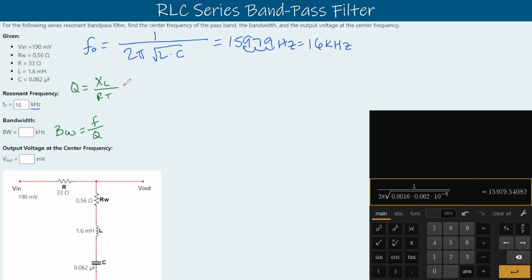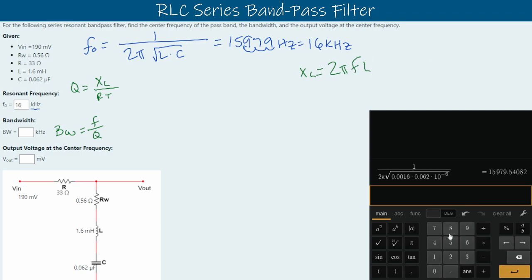So we don't have our XL value though, but we did just find our frequency. So we'll say that XL is equal to 2 pi FL. Let's send this out. We'll say that we have 2 pi times our frequency of 16,000, multiplied by our inductor value of 1.6 millihenry, so 0.0016. That gives us 161. So we'll set this out. 161 ohms. Now we know what goes on top of our Q is 161 ohms.